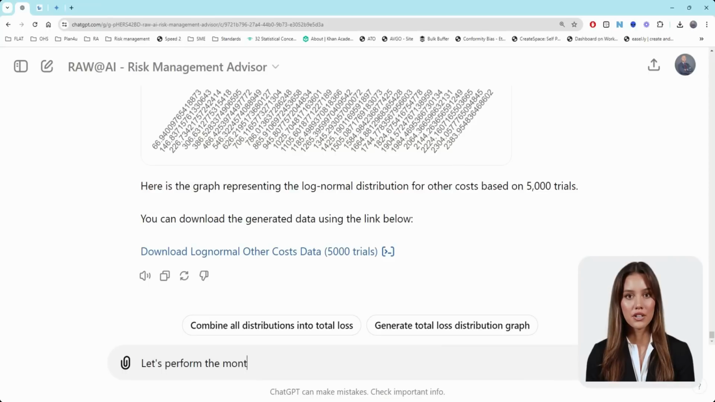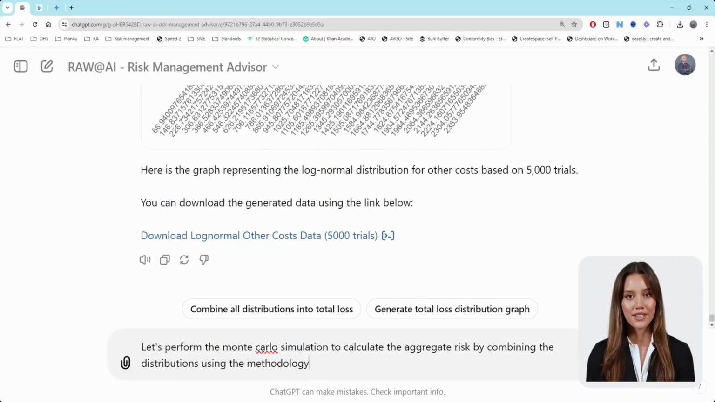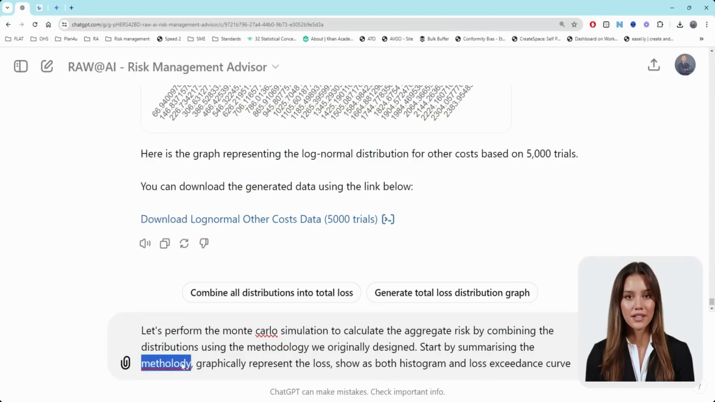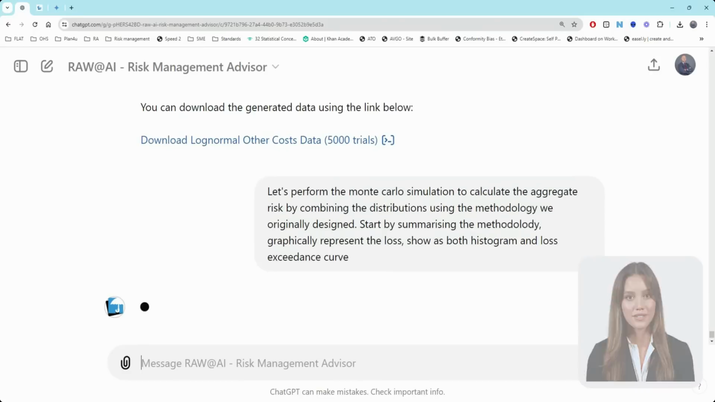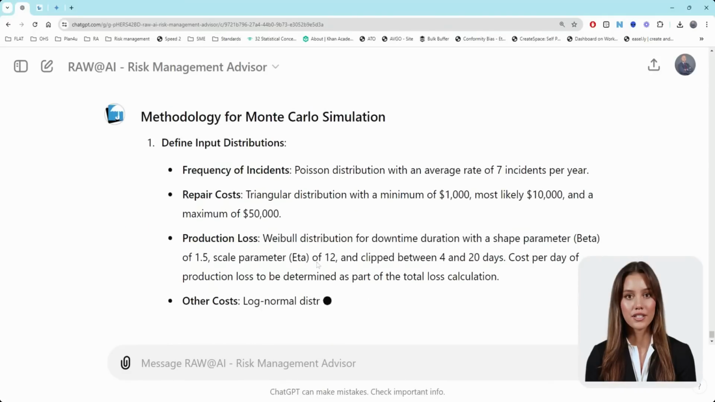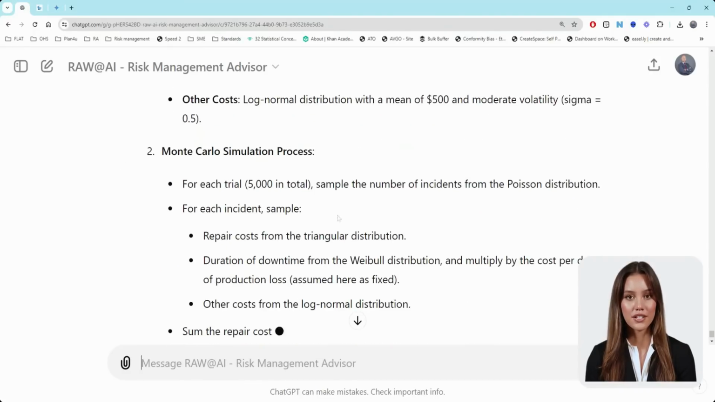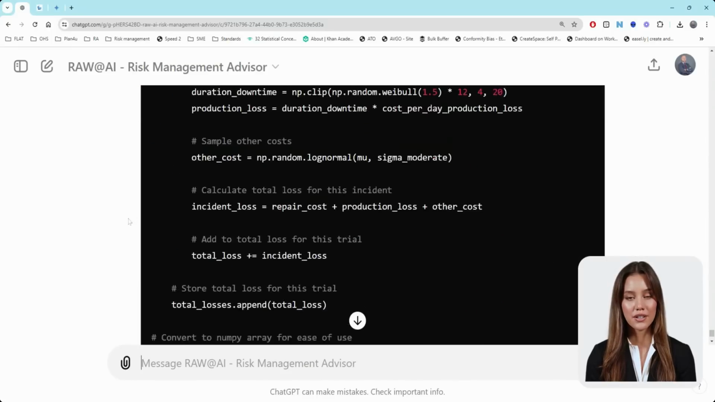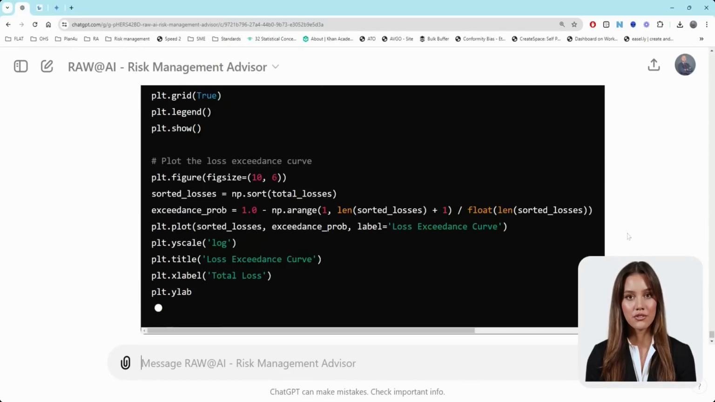Now let's perform a Monte Carlo simulation to calculate the aggregate risk by combining the distributions using the methodology we designed. Start by summarizing the methodology, so I can double-check it, graphically represent the loss as both a histogram and a loss exceedance curve. Let's take it step by step. There's a lot more you can put into this prompt. We have 4 inputs: frequency, repair cost, production loss, and other costs, with 5,000 trials each. Great, let's perform. Thank you for showing us the code.